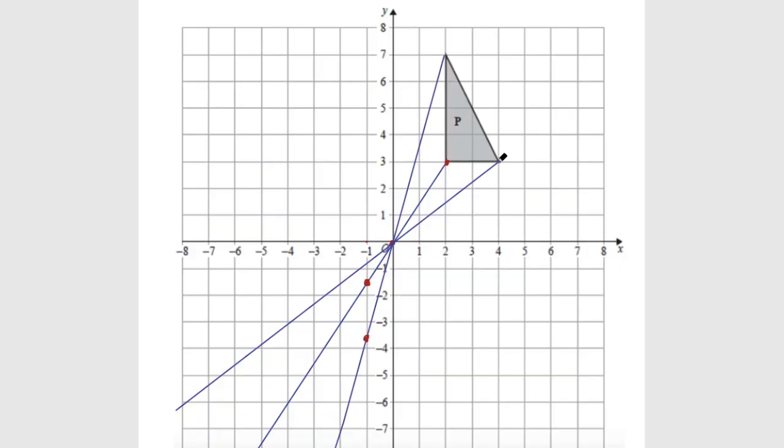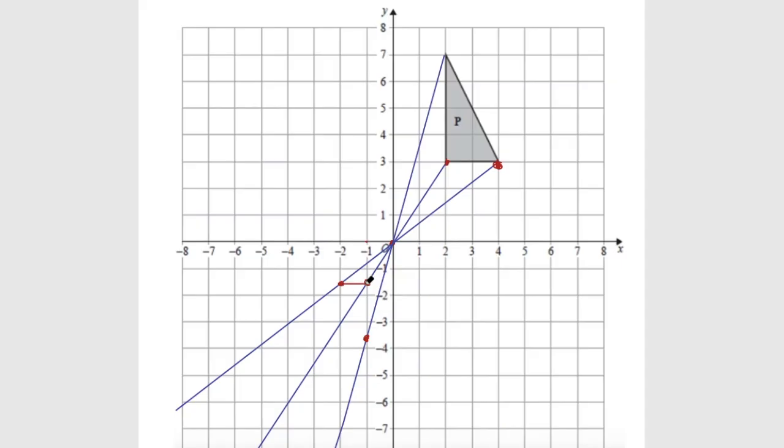And then this point here is 3, 4. So 1/2 of 3 on the y-axis is -1.5 down here on the y-axis. And then 1/2 of 4 on the x-axis is -2 on the x-axis, on the other side of the center of enlargement. So now I've got my 3 points.